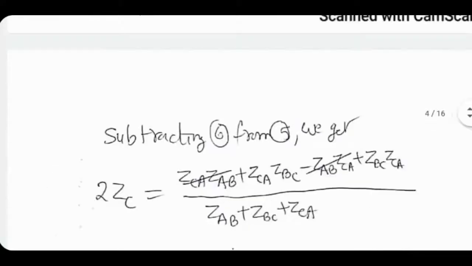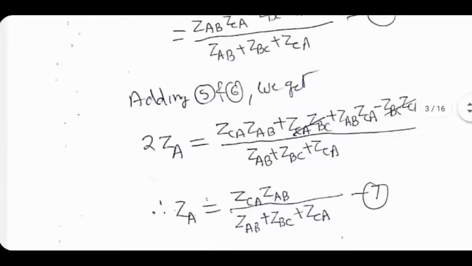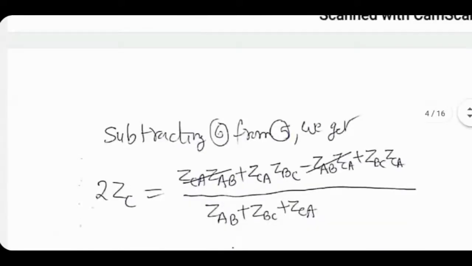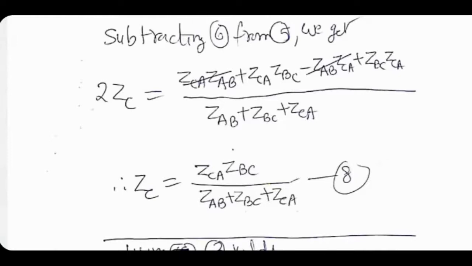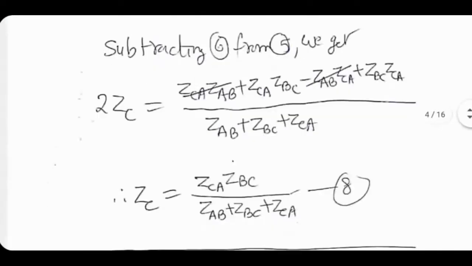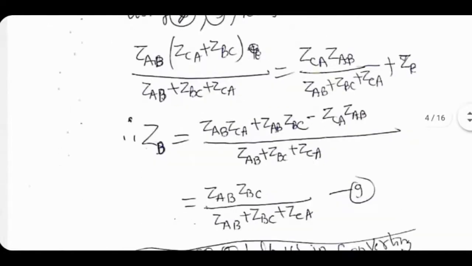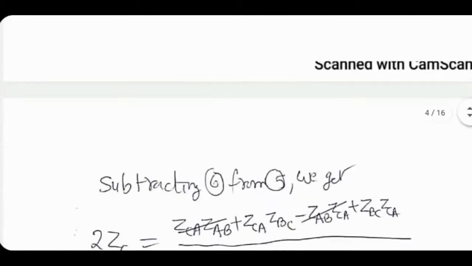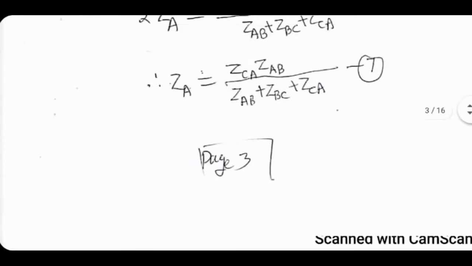There's a bit of symmetry. If you look at the result, ZA, ZB, ZC, all of them have the same denominator. Whether you look at the formula for ZA or ZC or ZB, the denominator is the same. It's the numerator which is different. For ZA, the numerator has got ZCA and ZAB. You see the interesting part, that A is common.